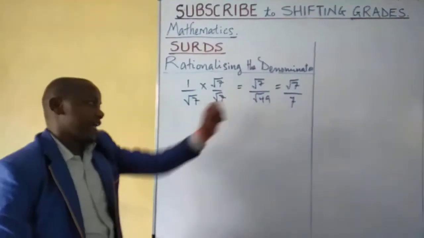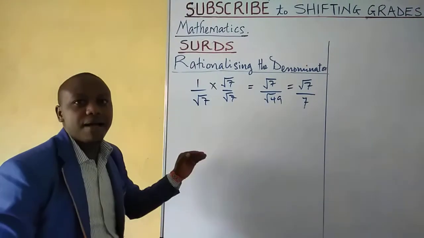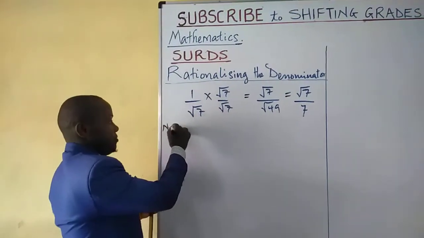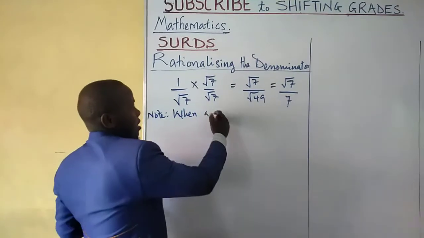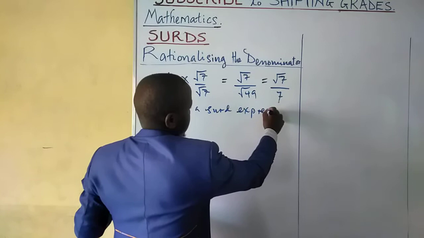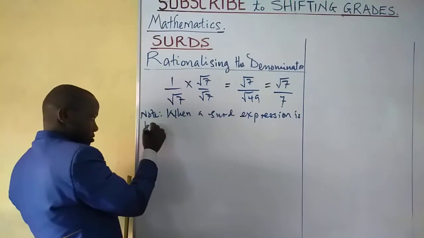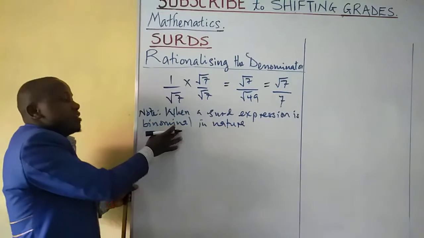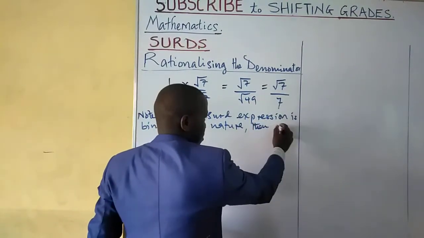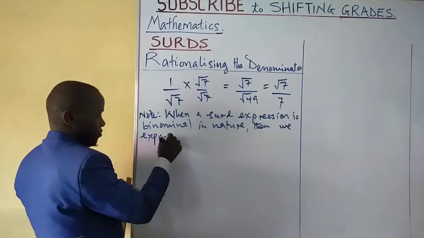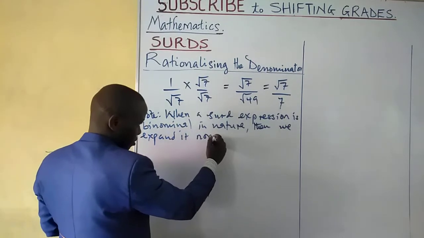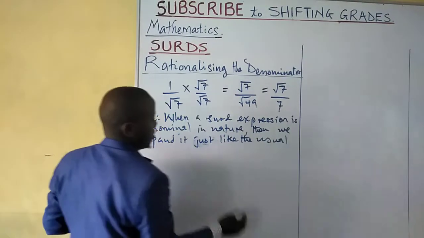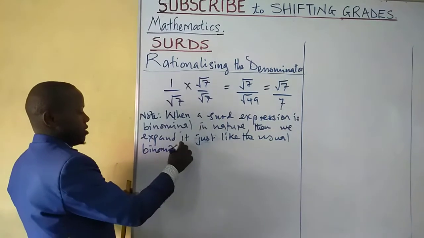Now, before we go for a further case where the denominator is binomial in nature, I would like us to first quote this: when a surd expression is binomial in nature, binomial means it is having two terms, then we open or expand it normally, just like the usual binomial expressions.